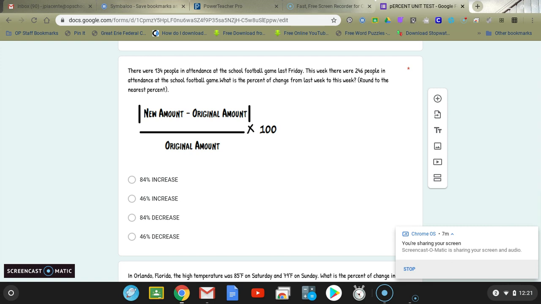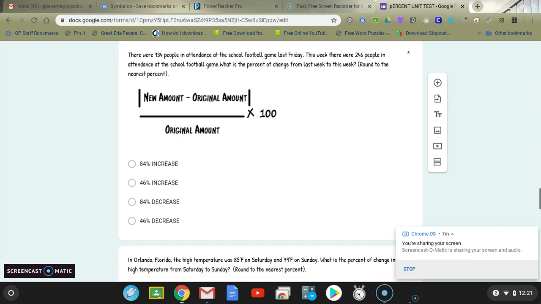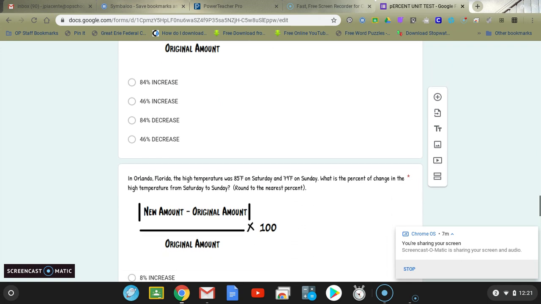There were 134 people in attendance at the school football game last Friday. This week, there was 246 in attendance. What is the percent change from last week to this week? So originally there was 134. Now the new amount is 246. Go ahead and substitute all of that in. And is it an 84% increase, a 46% increase, an 84% decrease, or 46% decrease?